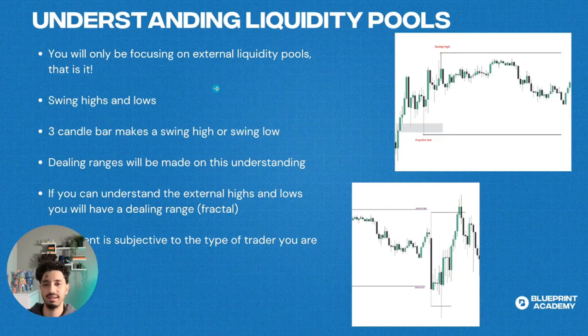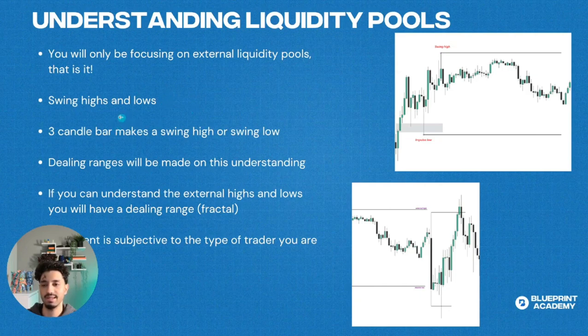And this is exactly how you can start identifying the liquidity. You will only be focusing on external liquidity pools and that's it. This is how all high probability trades are going to form once you can identify where the external liquidity rests. And you're going to focus on swing highs and swing lows. This is going to be the external liquidity that's going to be made inside of the market.